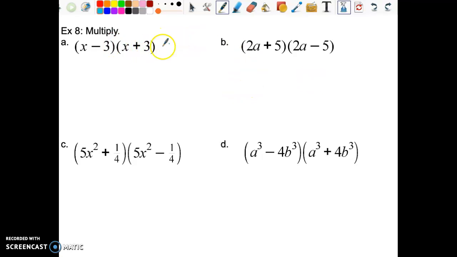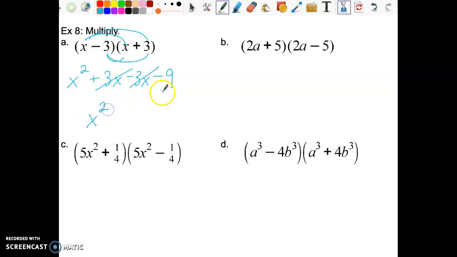There's another shortcut with some problems like these ones. I don't like teaching the shortcut. If you FOIL it, you'll get the right answer. But what you'll notice with this is you have plus 3x and then minus 3x immediately following it. Negative 3 times 3 is negative 9. And these things cancel each other out.